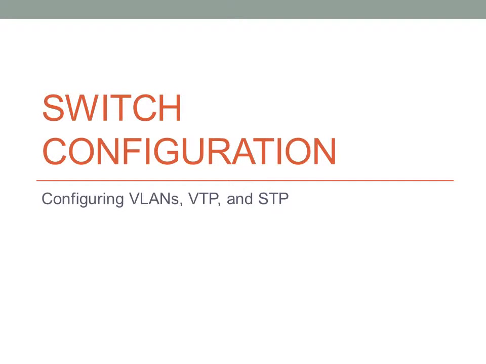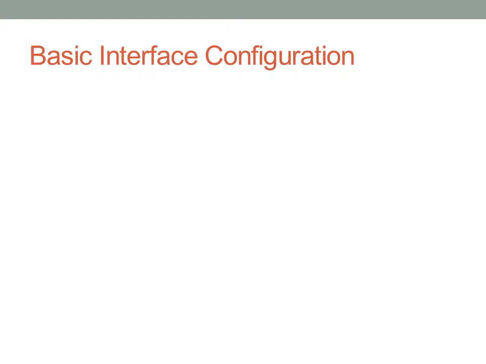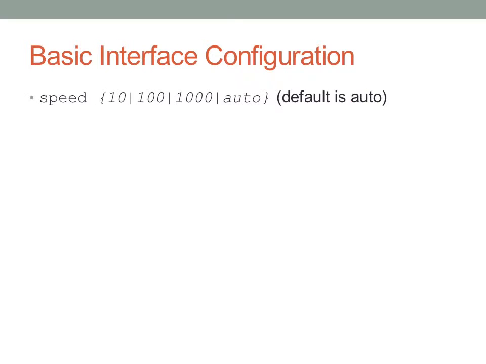Alright, and so for the last module of our switch presentation, we're going to go over switch configuration. This is going to touch on some stuff in the last module, module 2, related to VLANs and VTP, and then we'll also touch on spanning tree, which we covered in this module. So the first thing we'll discuss is basic interface configuration.